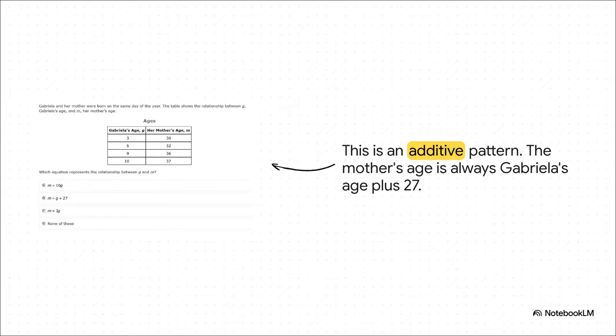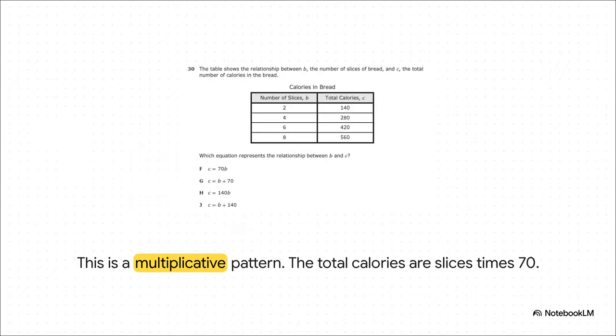How do you get from 3 to 30? You add 27. Let's see if that's our pattern. 5 plus 27 is 32. Yes. 9 plus 27 is 36. Perfect. It's an additive pattern. We found it.